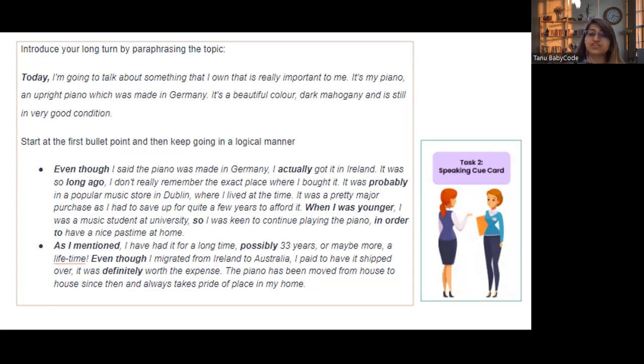Then, how long he had it. As I mentioned, I have had it for a long time, possibly 33 years or maybe more, a lifetime. Even though I migrated from Ireland to Australia, I paid to have it shipped over. It was definitely worth the expense. The piano has been moved from house to house since then, and takes pride of place in my home. So how long he had it, he described that.